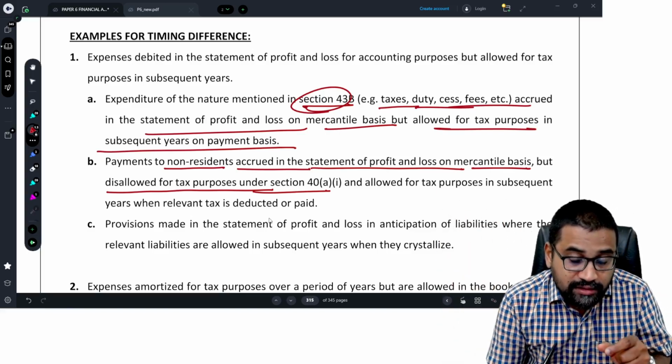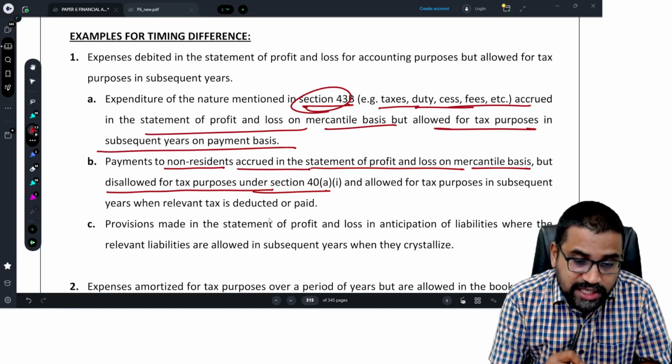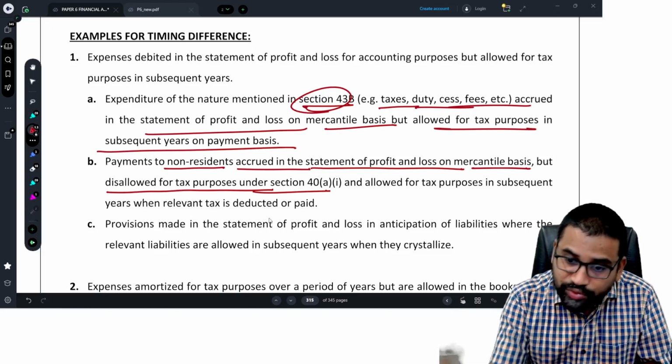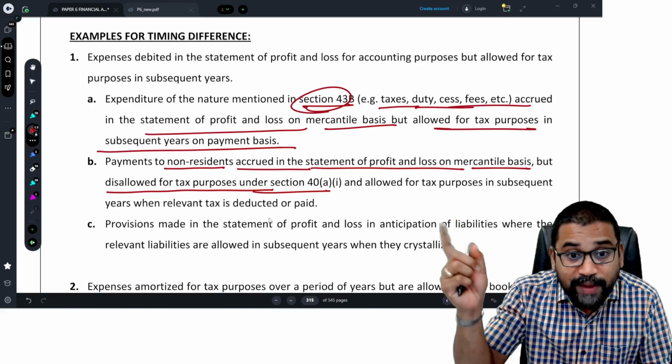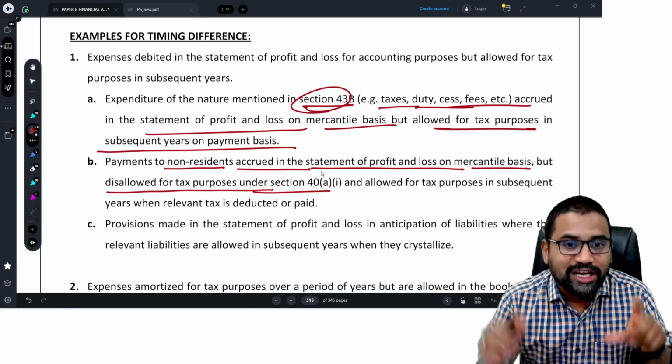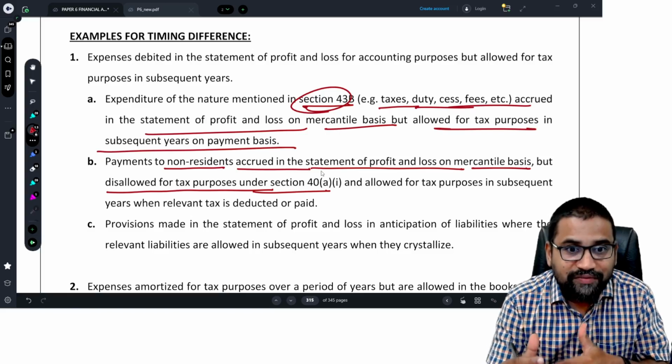So that means, see, the moment you incur an expense, you debit to P&L. But in Income Tax Act, we don't allow. You have not deducted TDS, you have not paid it. So in the year of payment, we allow. So there is a difference between accounting income and taxable income. That difference is timing difference.